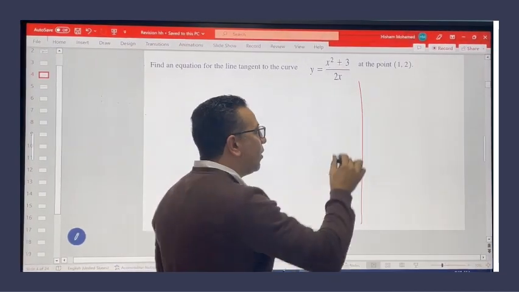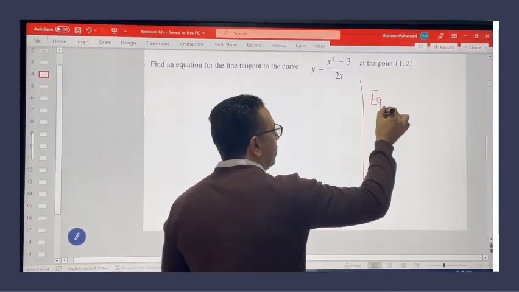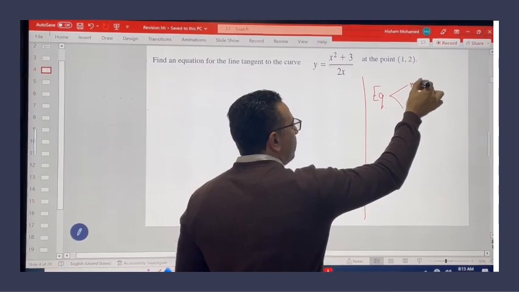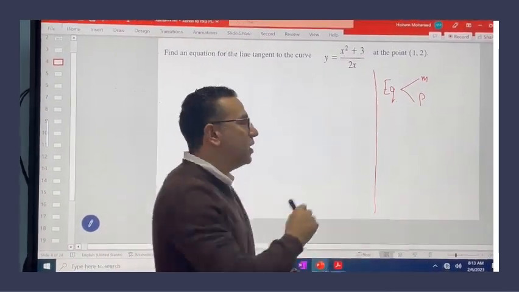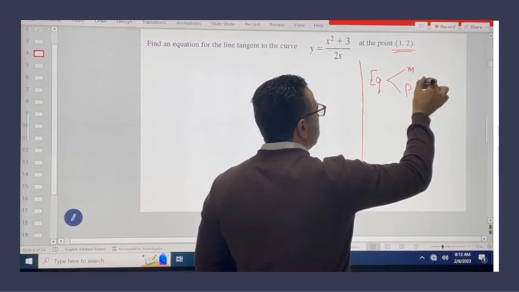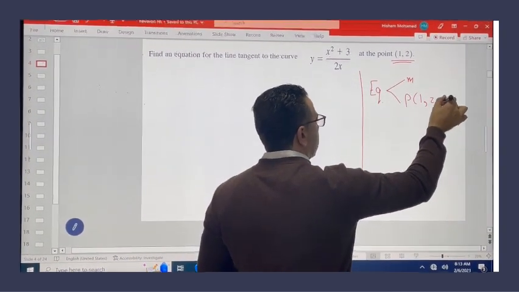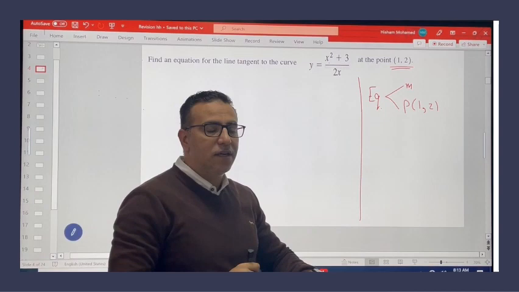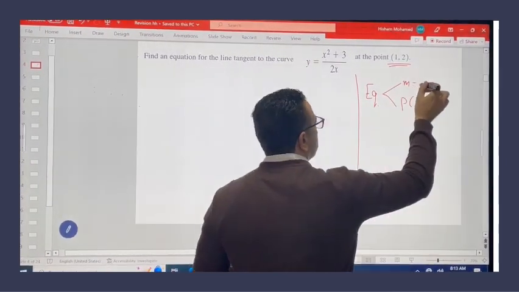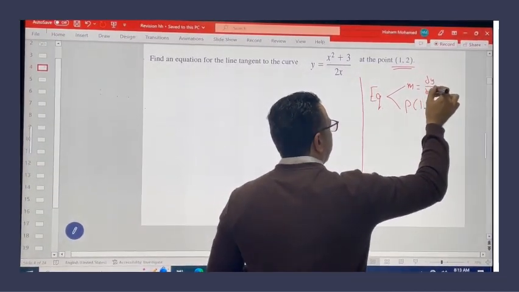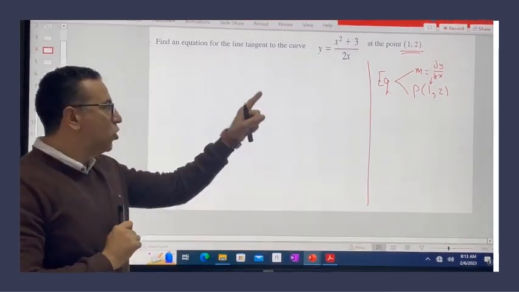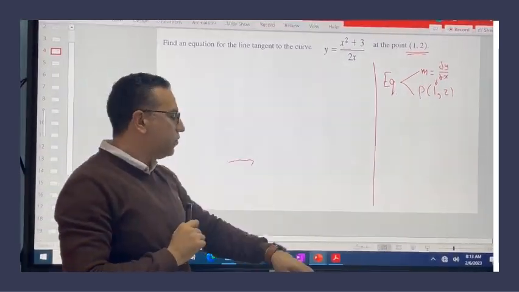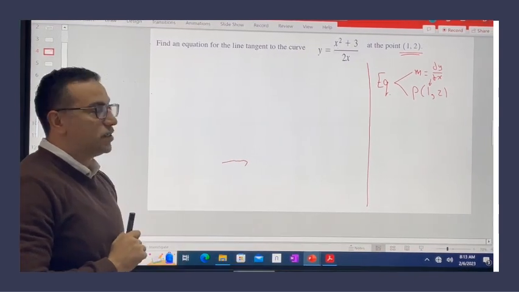To form any equation of a straight line, I should have slope and point. The point is given in the question, 1 and 2. And the slope here is equal to the derivative of the function dy with respect to dx at this point, which is x is equal to 1. So I need to find the derivative dy with respect to x.